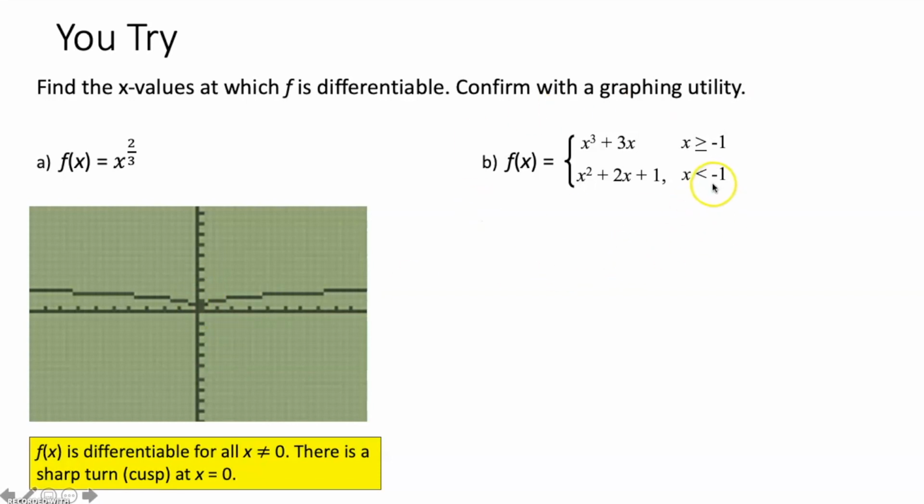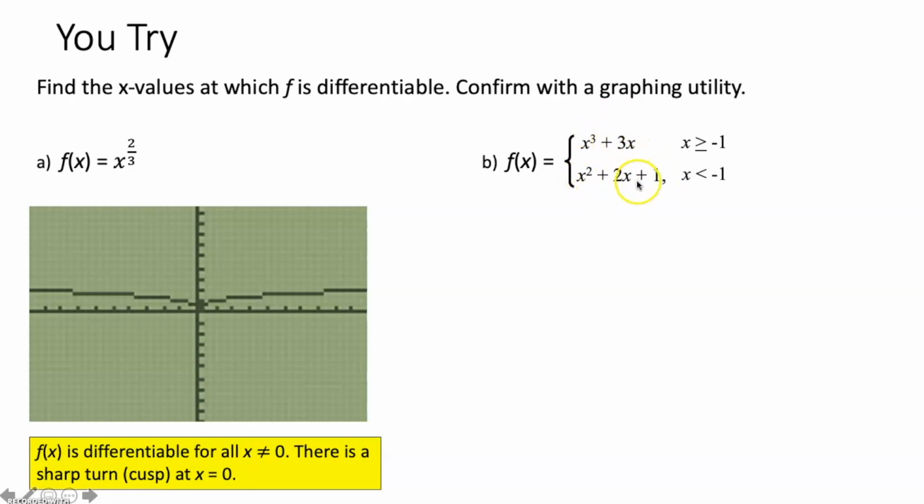In part B, we have a piecewise function. So first thing we do is we plug in negative 1 here, and we see if the y values match. Here, if I plug in negative 1, I get negative 1 plus 3 times negative 1, so minus 3, is going to be negative 4. And then down here, negative 1 squared is 1, plus 2 times negative 1, that's minus 2, so that's going to be negative 1, plus 1 is 0. So I get negative 4 up here as my y value, and then 0 as my y value here.